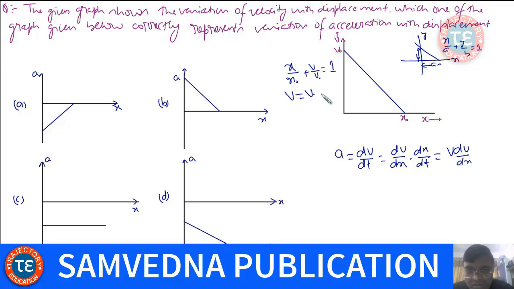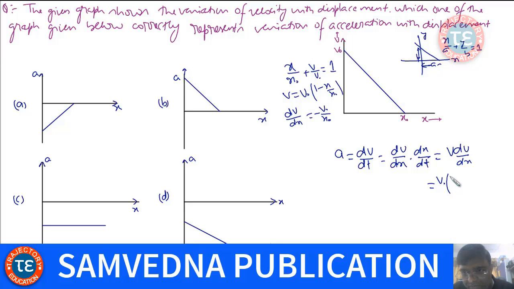So v is v naught into 1 minus x by x naught. Alright, and this dv by dx is what? So dv by dx is minus v naught by x naught. So acceleration is v into dv by dx.